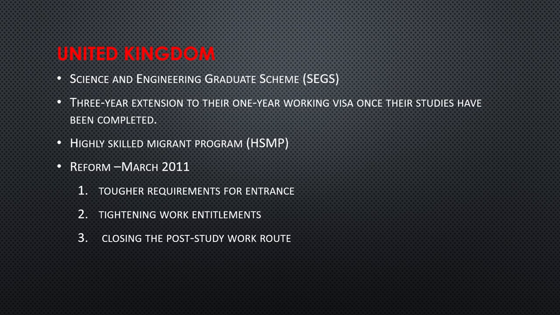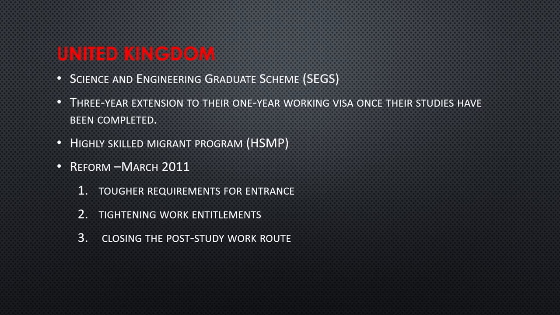In 2006, as part of a larger scheme to attract highly skilled labor, the UK government made amendments to the Science and Engineering Graduate Scheme, which enabled all the international students who have completed a postgraduate degree course to remain in the UK and seek employment for up to 12 months regardless of the discipline.